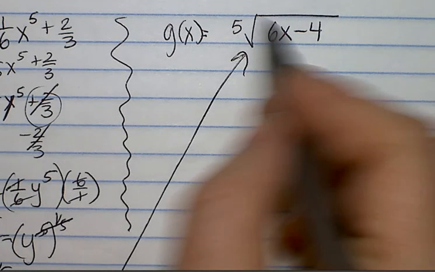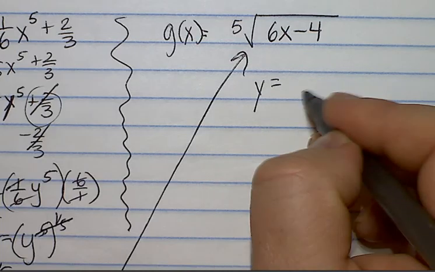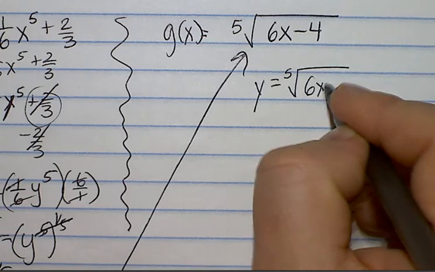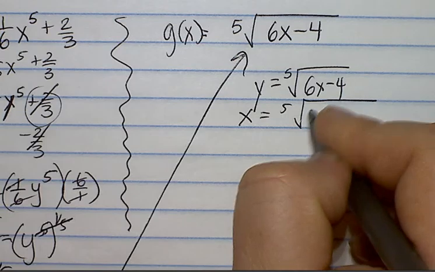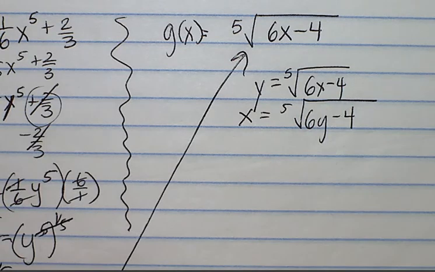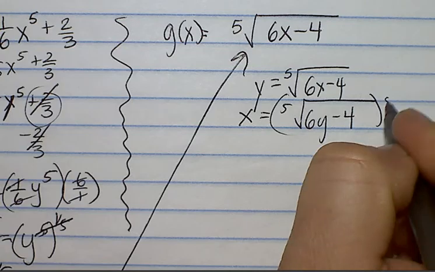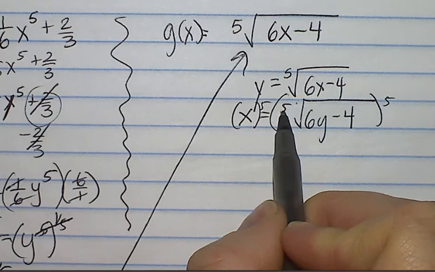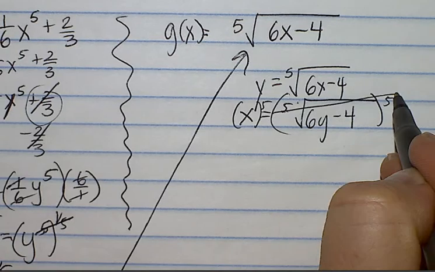Okay, going to do the exact same concept here. I'm going to replace the g of x with a y. Then I'm going to switch the x and y. Now to isolate or solve for y, I'm going to raise both sides to the 5th power. The reason for that is this is really a 1/5. So how do you cancel out a 1/5? You raise it to the 5th power. In doing so, the radical will cancel.